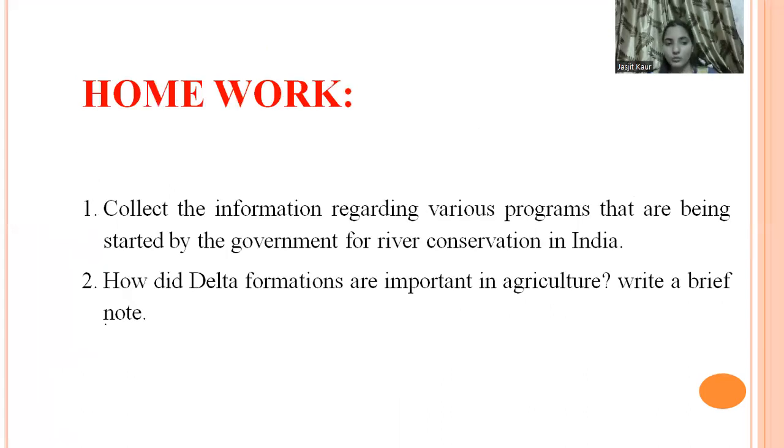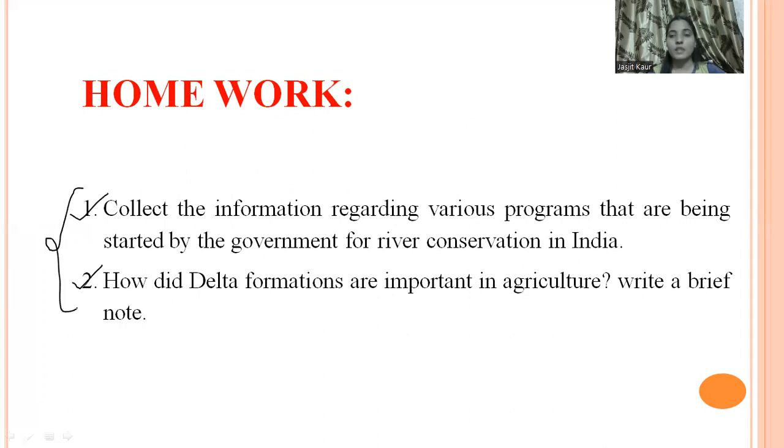So now this is your homework. You have to collect information regarding various programs started by the government for river conservation in India. And second, you have to write a brief note on how delta formation is important in agriculture. These are the two home assignments that I have given you. You have to complete them and send them to my email ID, or you can also send them in our WhatsApp group.